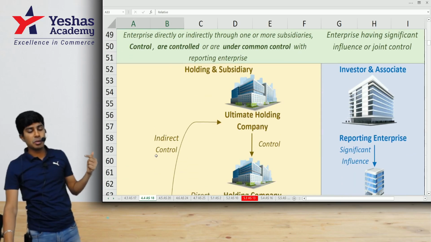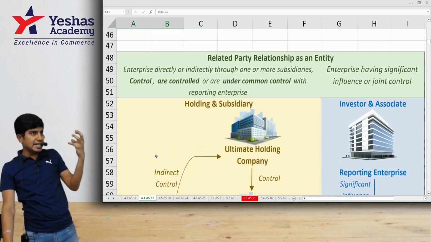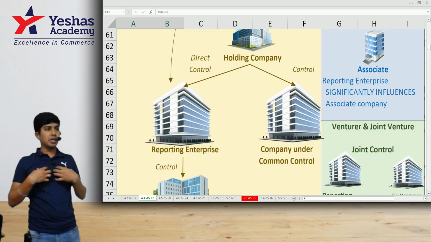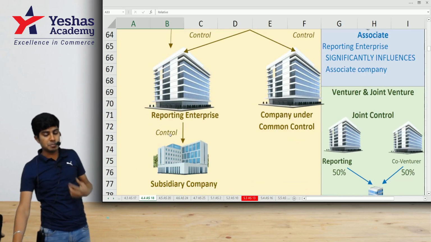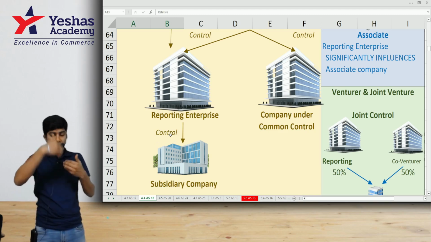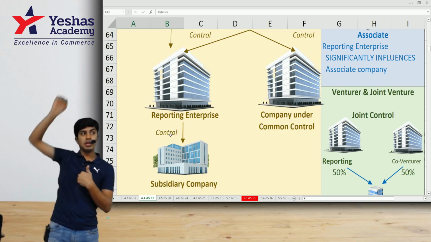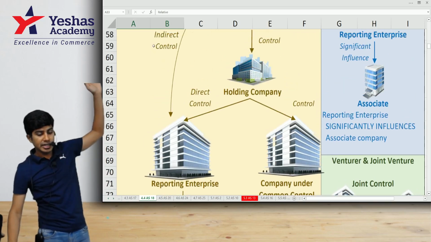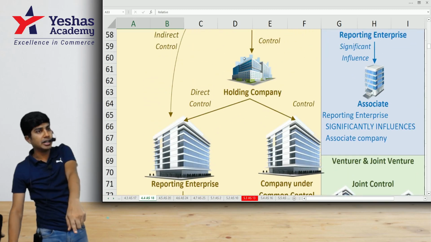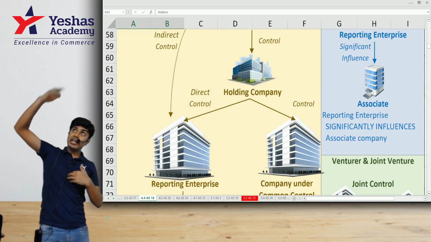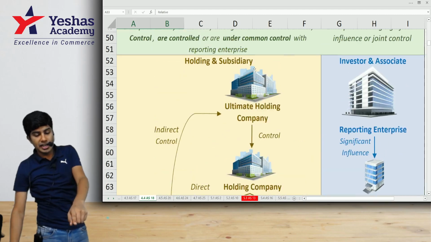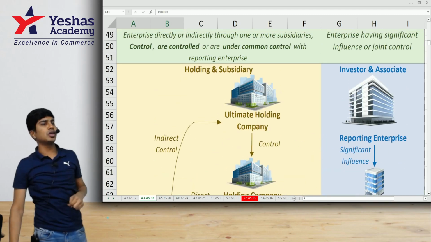Next, let's see this from the perspective of a company. Here we are taking the example of a reporting enterprise. I am a reporting enterprise. I have a subsidiary, a company in which I have control. That's my related party. I have a company which is controlling me, above me. Is that a related party? Yes. So my subsidiary is my related party. My holding company is my related party. My holding company has another holding company, the ultimate holding company. That is also a related party.